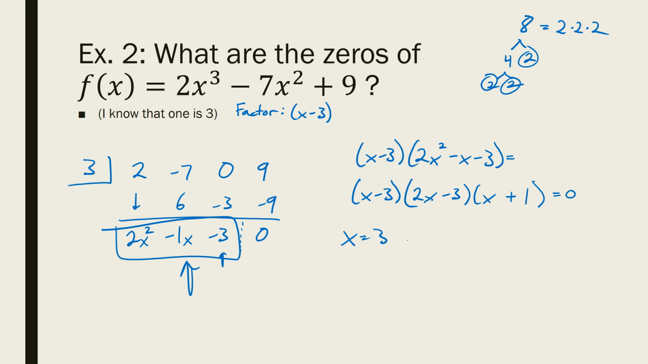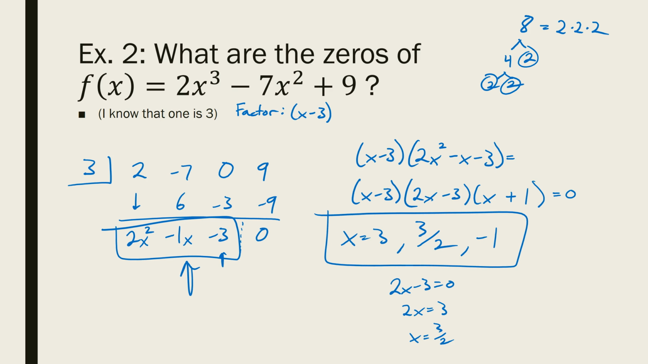Here, x equals 3. Here, okay, let's solve this real quick. 2x minus 3 is equal to 0. I would add 3 to the other side, and I would divide by 2. All right, so 3 halves over here, x would be negative 1. There are my 3 factors.